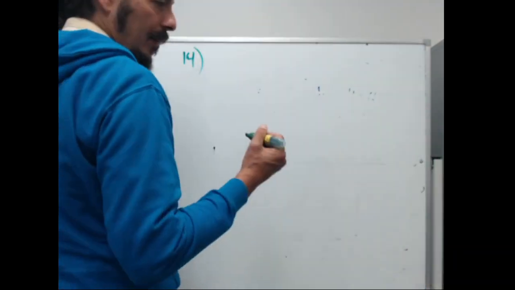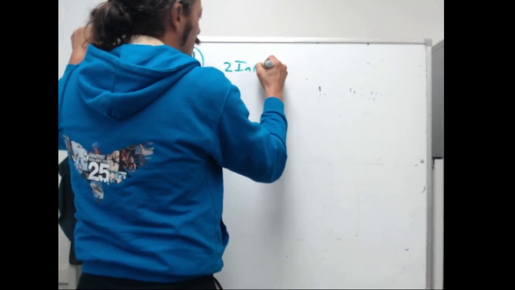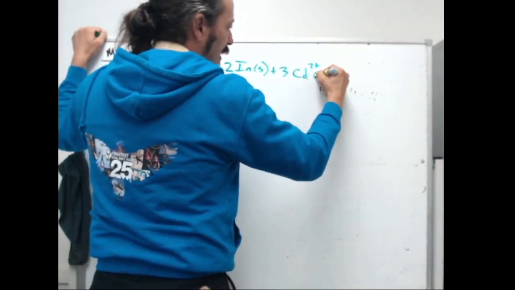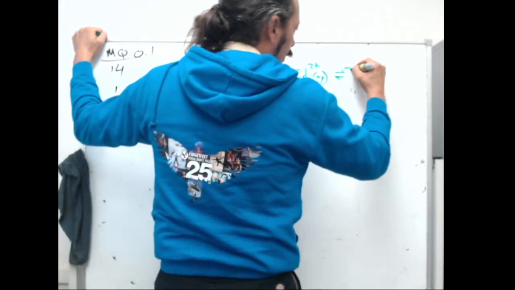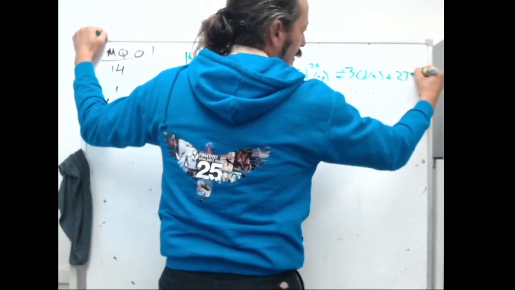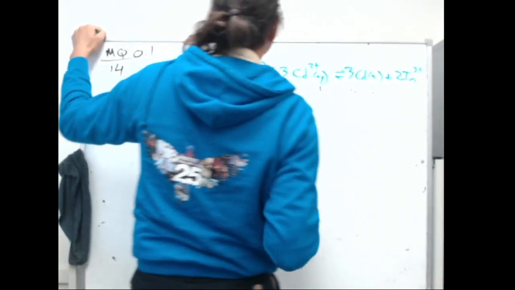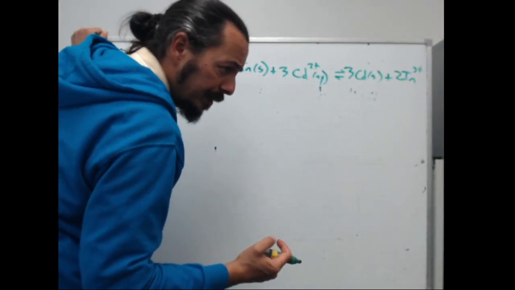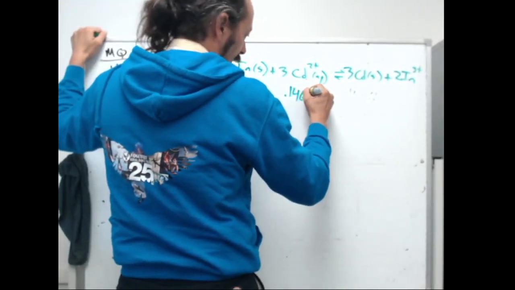Let's go ahead, let's write down the explicit information. We're told it's 2 indium solid plus 3 cadmium 2 plus aqueous goes to 3 cadmium solid plus 2 indium 3 plus. We are told an initial concentration of cadmium is 0.148 molarity.